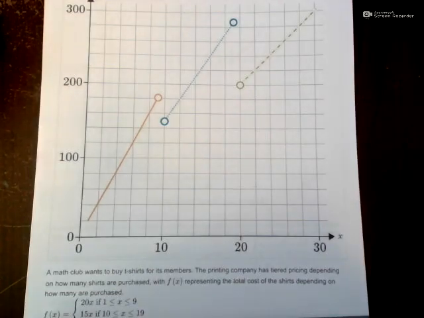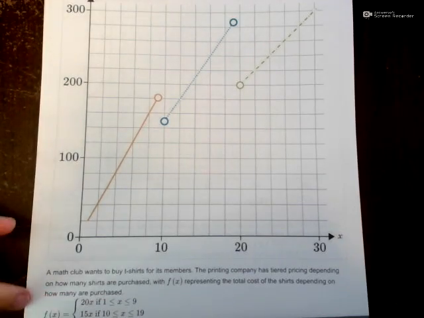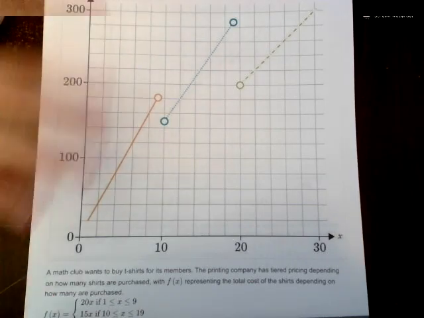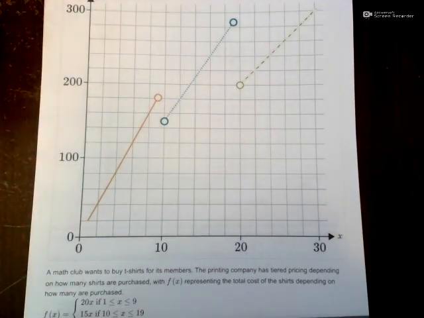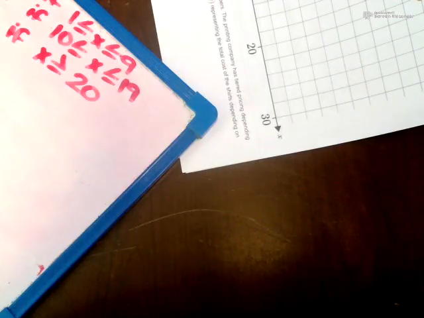This is question 3 on the practice. It has this graph, and it says a math club wants to buy t-shirts for its members. The printing company has tiered pricing depending on how many shirts are purchased, with f of x representing the total cost of shirts depending on how many are purchased. And then it gives you a set of functions to use, and it wants to know if this graph is accurate. So pause the video, go do it. I just realized on that last problem I did not check to make sure that the circles were either open or filled as they should be, so you'll want to check that before you put your answer in.